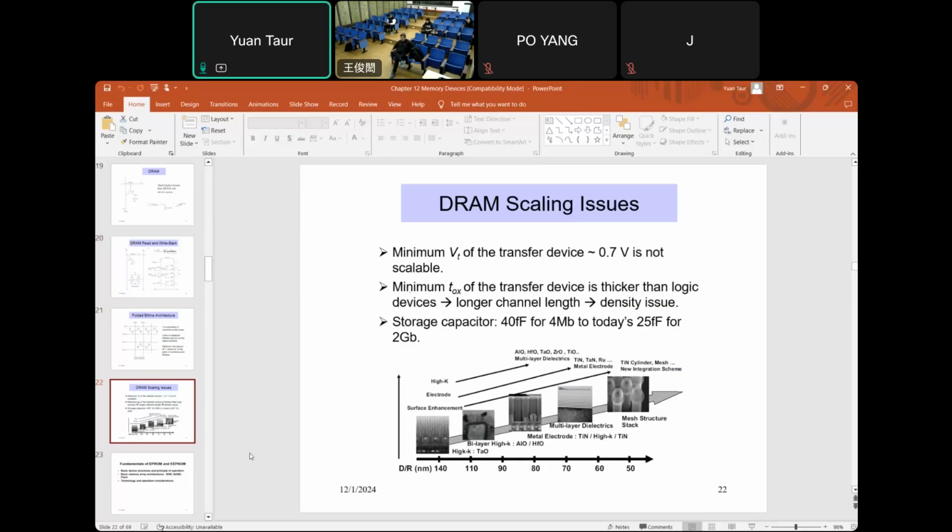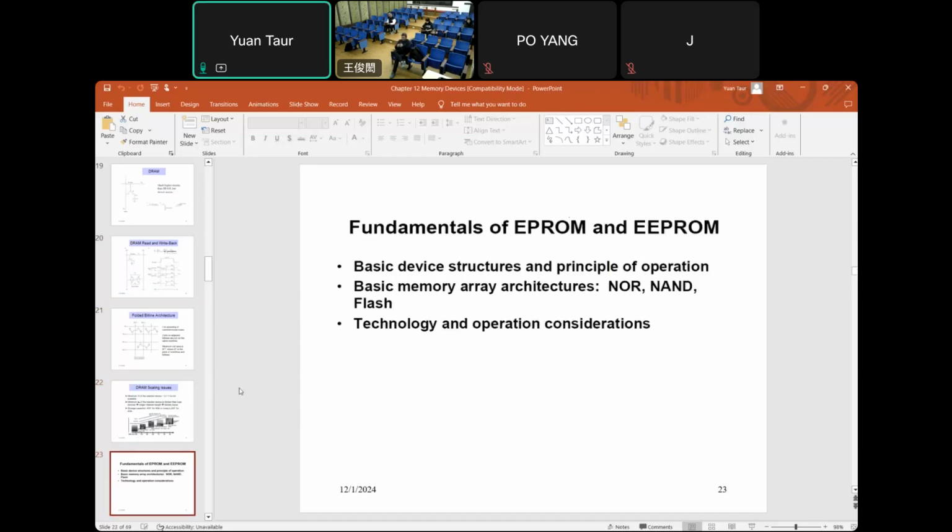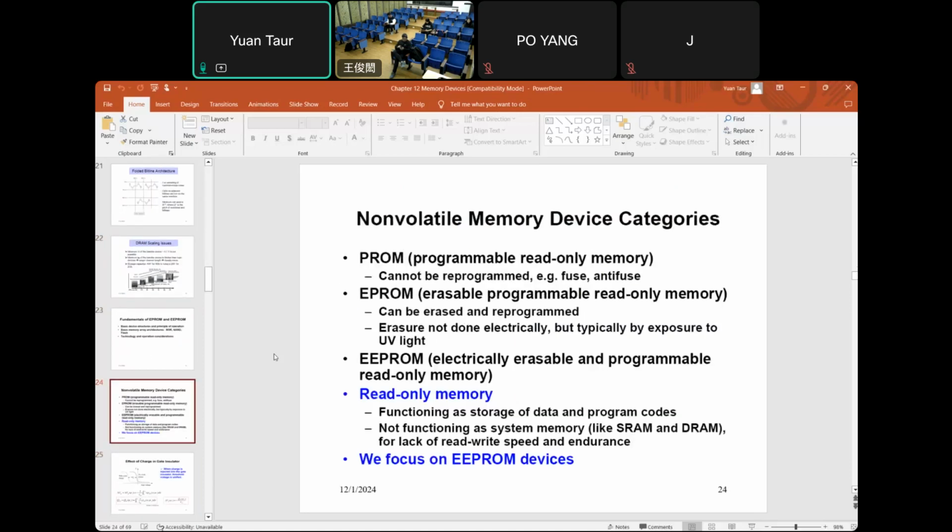And our next topic on memory is non-volatile memory. We call these EEPROM, E2PROM. And so we talk about how they function.